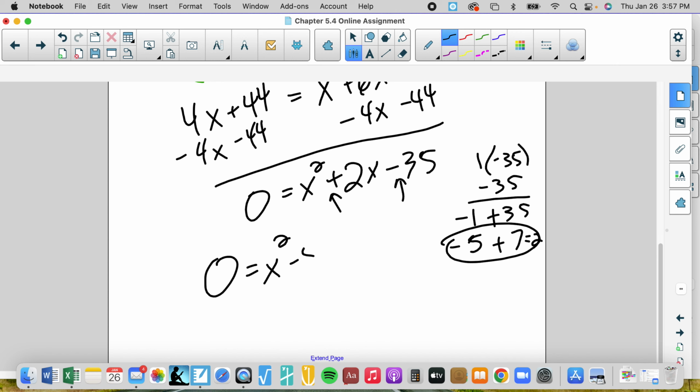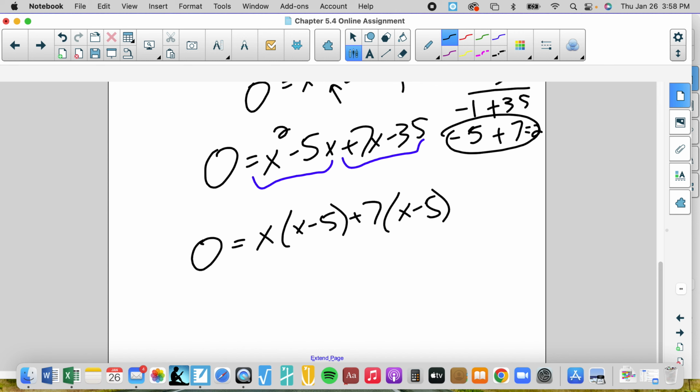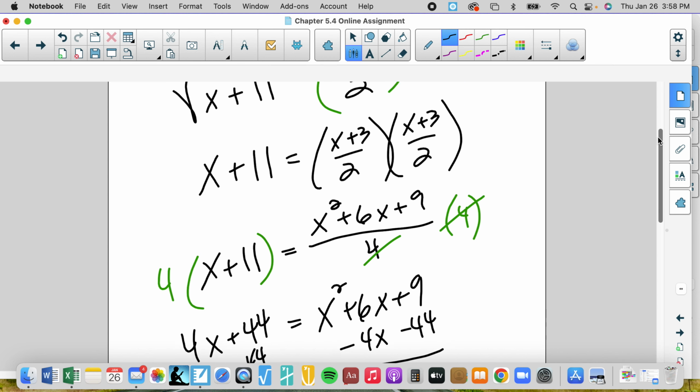x squared minus 5x plus 7x minus 35. Factor by grouping. We get 0 equals, let's factor out an x, x minus 5, factor out a 7, x minus 5. 0 equals x minus 5, x plus 7. What gives me 0 here is a positive 5, negative 7. Those are my two possible solutions.